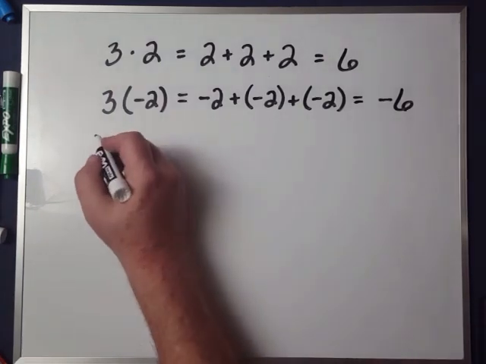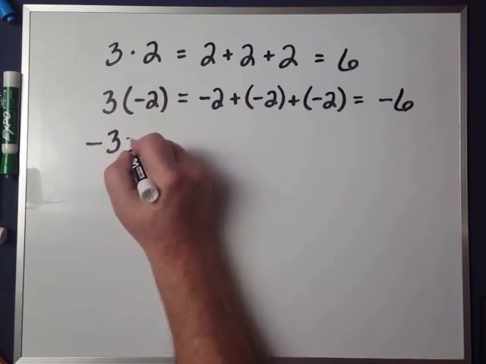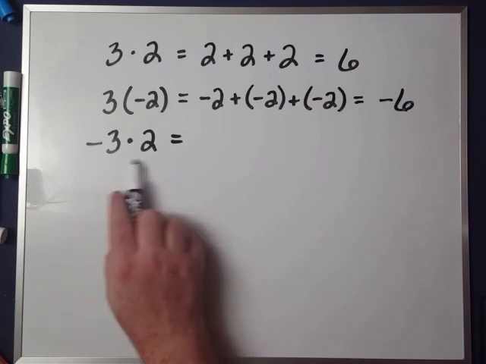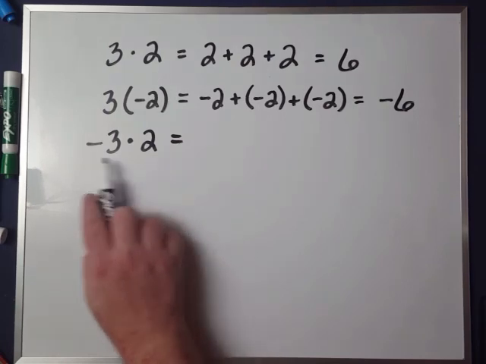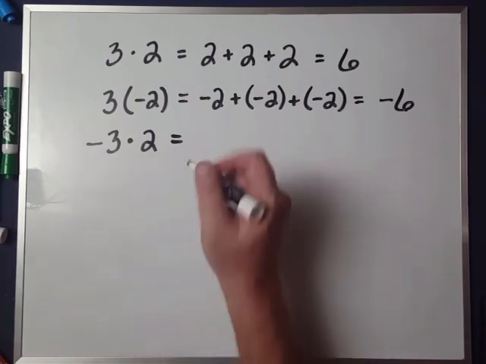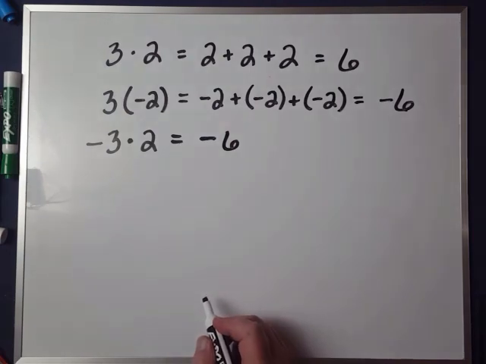What happens if I put a negative out in front? Negative 3 times 2. Well, we already know 3 times 2 is 6. This negative in front can be seen as floating. So that would give me negative, and 3 times 2 is 6.